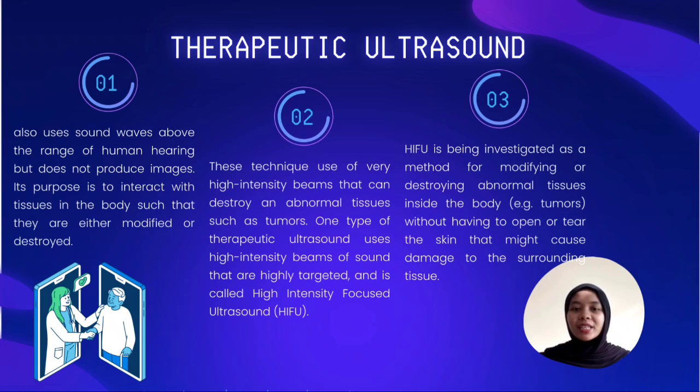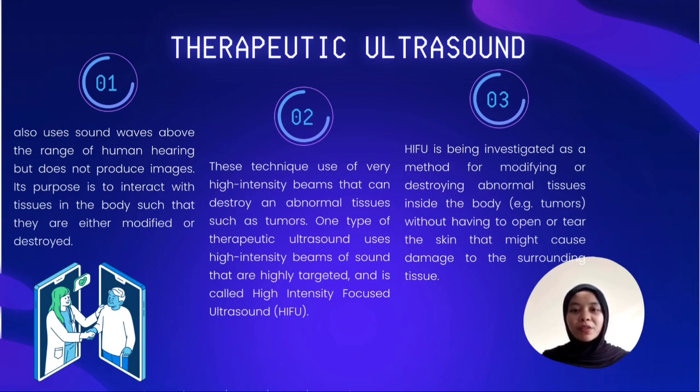The second one is therapeutic ultrasound. This ultrasound also uses sound waves above the range of human hearing, but this technique does not produce an image. It aims to interact with the tissue inside the body such that it is either modified or destroyed. This technique uses very high intensity beams that can destroy abnormal tissue such as a tumor.